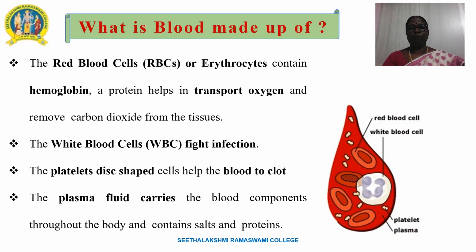What is blood made up of? The first one is red blood cells, RBC or erythrocytes. They contain hemoglobin. Hemoglobin is a protein that helps in transport of oxygen and removes carbon dioxide from the tissues. Next is white blood cells, WBC. They fight against invading pathogens. Platelets. Platelets are disc-shaped cells that help in blood clotting. Plasma. Plasma is a fluid that carries the blood components throughout the body and contains a lot of nutrients.